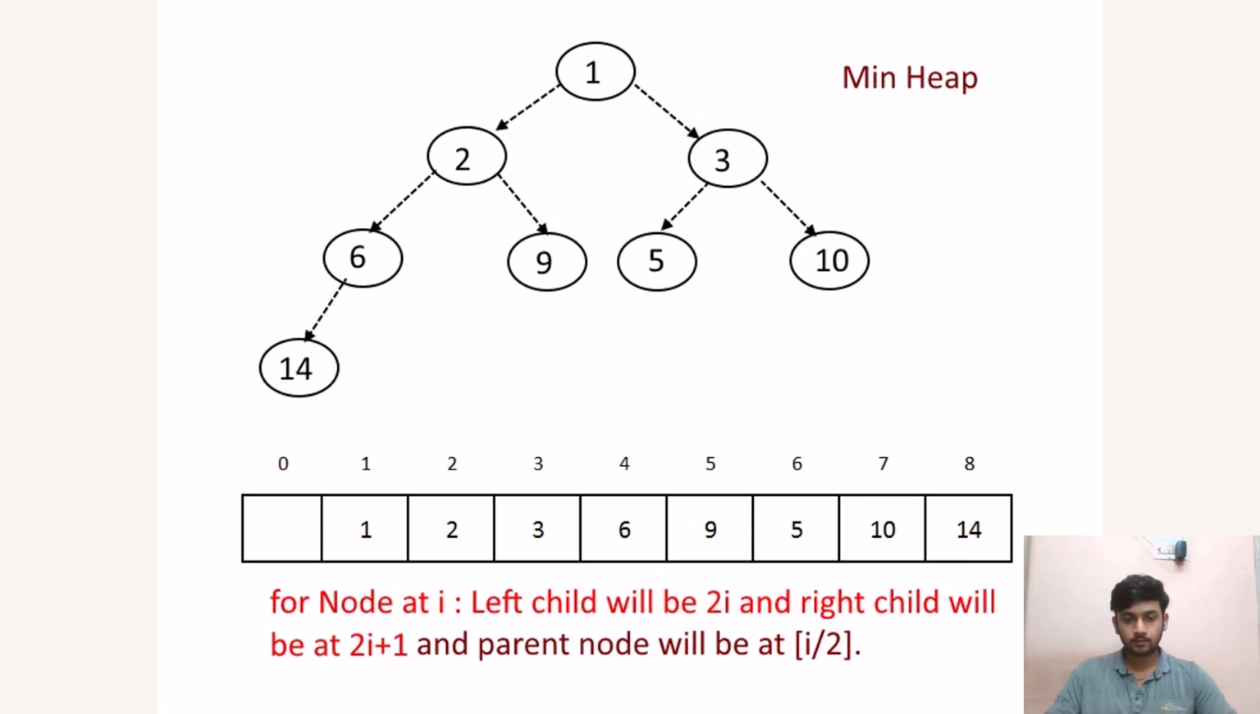So this is the representation of the min heap. First index is 1, left child is 2, right child is 3. In this way it is represented. For node at i, left child will be 2i and right child will be 2i plus 1, and parent will be at i by 2.